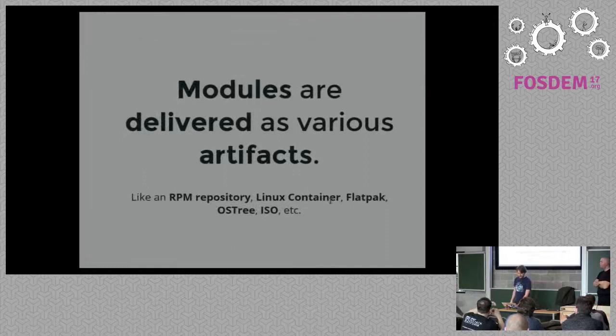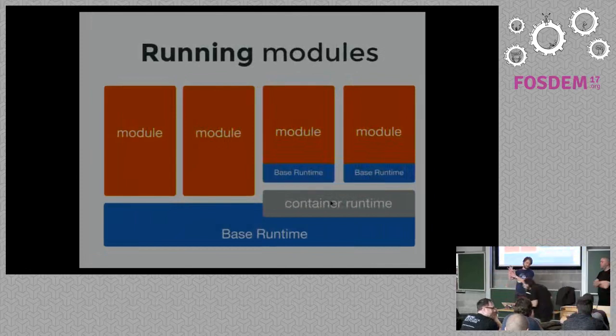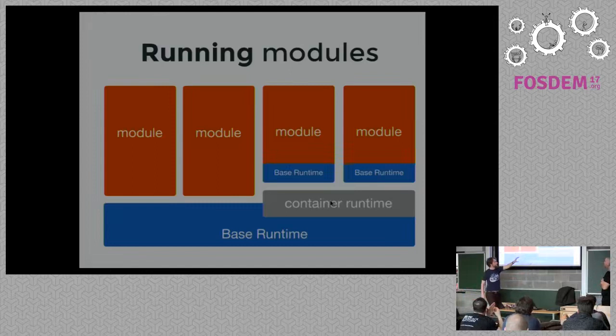And when we build them, modules are delivered as multiple artifacts, which can be RPM repo, Linux container, Flatpaks, OSTree, ISO, whatever. And the distribution, when we put it back together, will look similar to this picture. So I have base runtime, the minimal system Peter will be talking about, and I have the modules running on the system. In this example, I have RPM packages here and container images here. And as we can see, as I say, the module contains packages and all the dependencies, right?